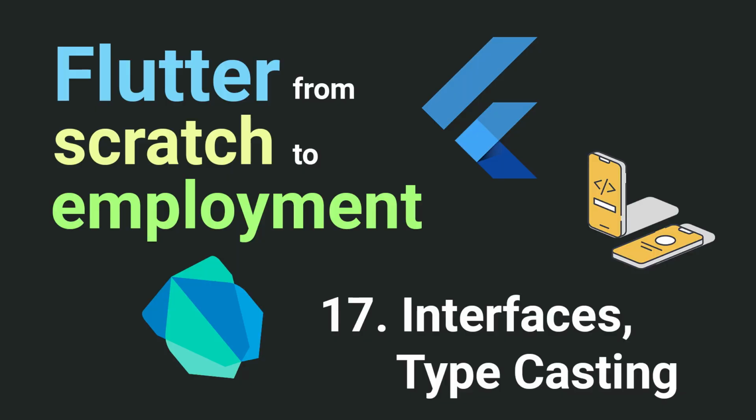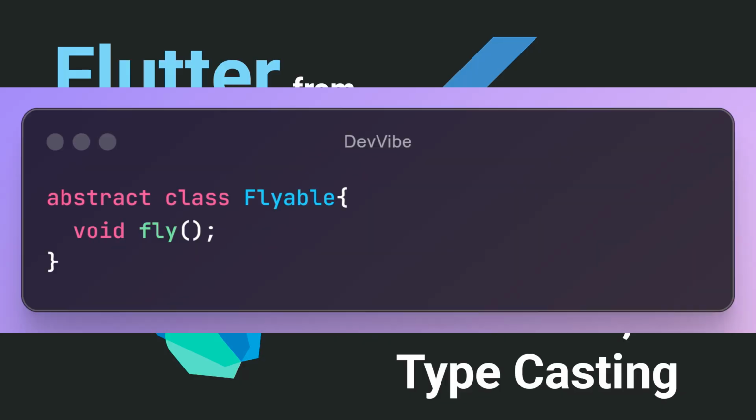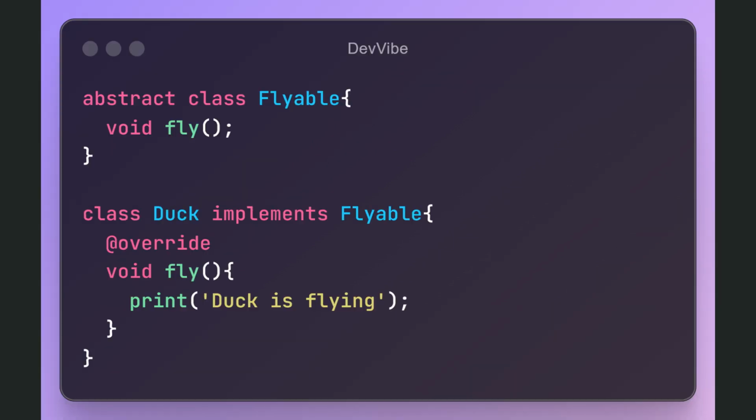Now, let's talk about interfaces. Unlike inheritance, where the child class receives ready-made methods and properties from the parent class, interfaces don't pass anything along. They only define a contract, that is, a list of methods and properties that a class must implement. However, the methods themselves don't have implementations.